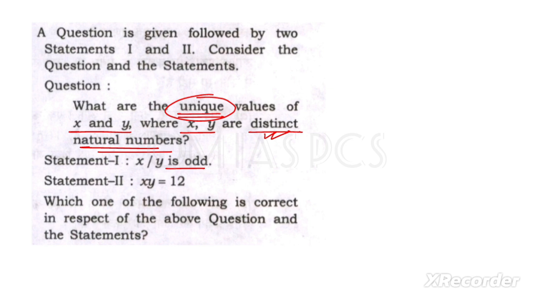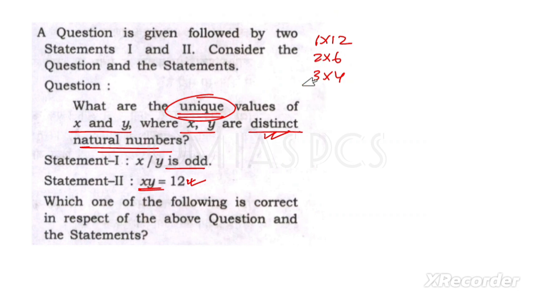From the first statement we can't get to the answer directly. From the second statement we get some idea of what the values of x and y can be. We have to find two natural numbers whose product is 12. You remember counting numbers: 1, 2, 3, 4, 5. So that will be 1 multiplied by 12, that is 12. 2 multiplied by 6, that is 12. 3 multiplied by 4, that is 12.